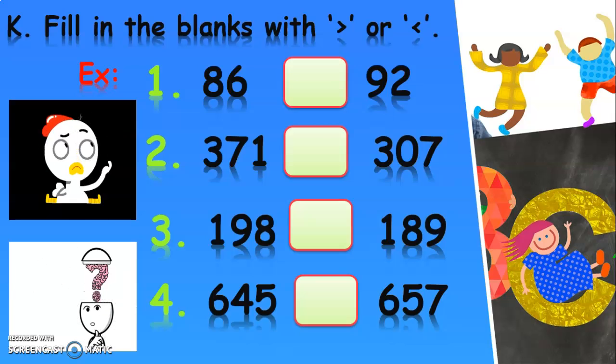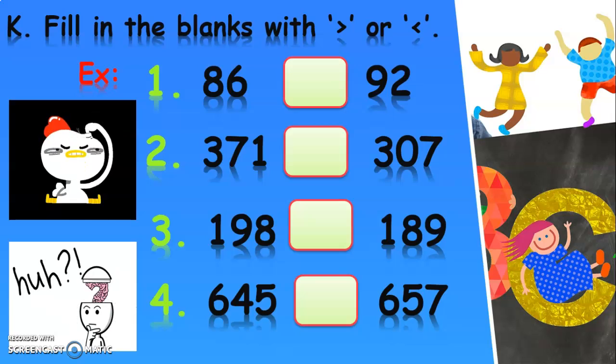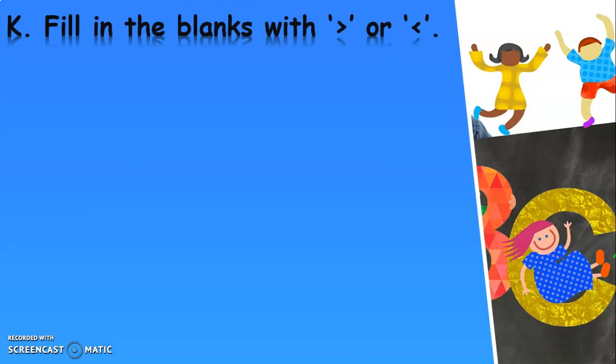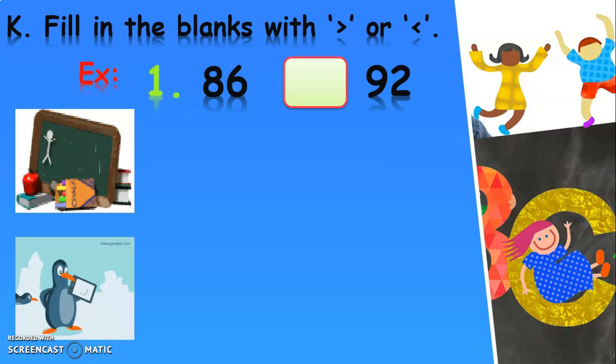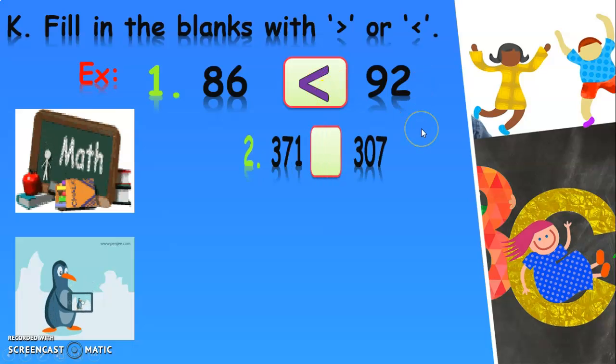And if you are finished, we can now see if your answers are correct. So again, for the last part of our practice, workbook practice, letter K, fill in the blanks with the symbols less than or greater than. For number 1, the answer is less than. 86 is less than 92.